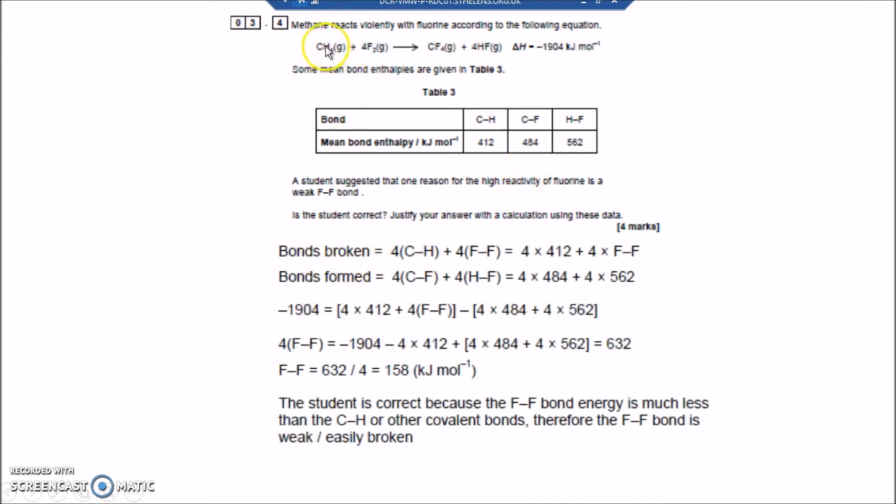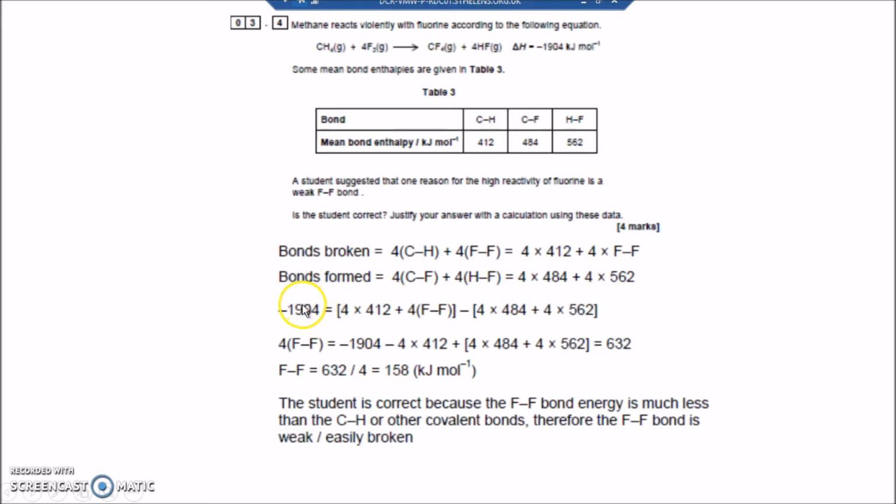The bonds broken, i.e. the left hand side, the reactants, I've got CH4, so I've got 4 lots of CH. I've got 4 lots of F-F or F2. Okay, so that equals 4 times 412 plus 4 times F-F. I've not been given F-F, that's what I've got to work out. The bonds formed, so on the right hand side, 4 CFs, 4 HFs. So that's 4 times 484, which is a CF, and 4 times 562, which is a HF.